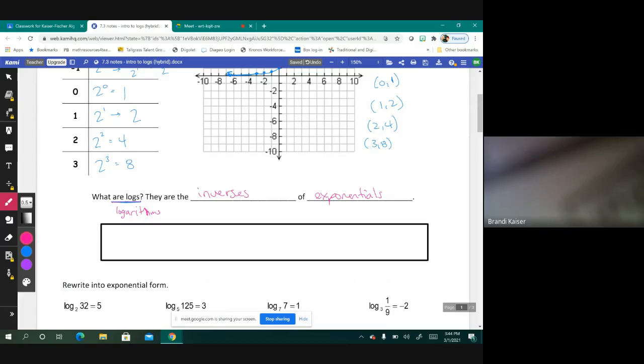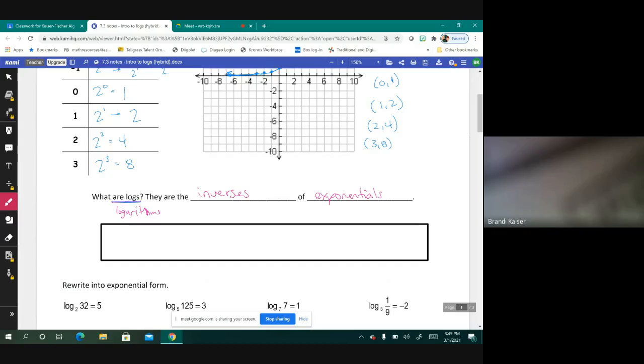Okay, so what we talked about last week, or in the previous lessons in math, is that there's always an opposite or an inverse of something. If you do something, you have to have a way to undo it. So logs and exponentials are the inverses of each other. And here's how we could set them up, or what they might look like as far as notation goes.